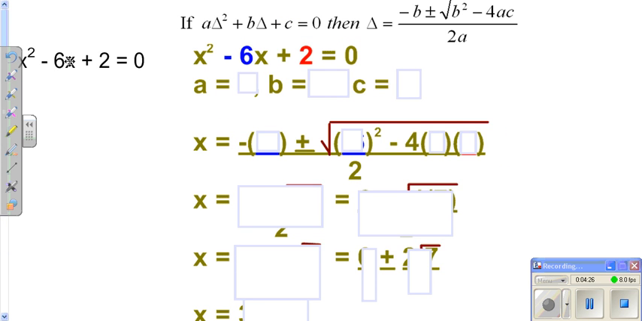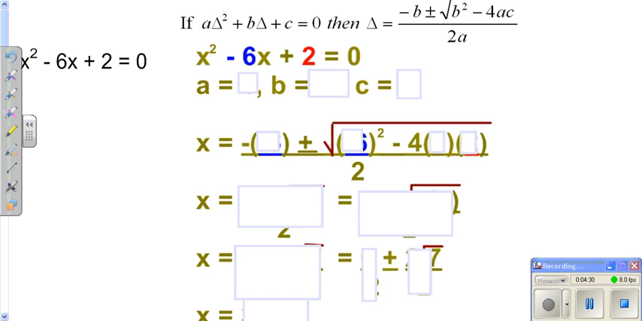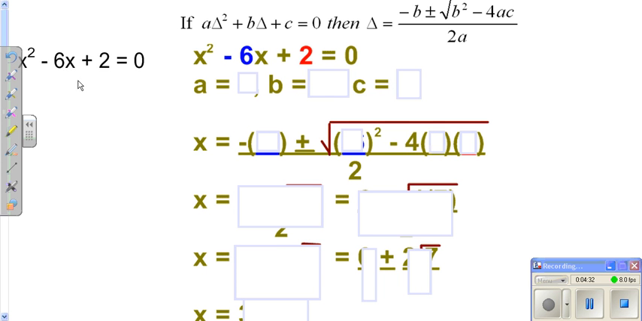So we're going to do the same thing here. We're going to go ahead and set it equal to 0, which it already is. Identify your A, which is in front of your squared term, that's 1. B, in this case, is your negative 6, and C is your 2. So we plug stuff in once again and simplify it.